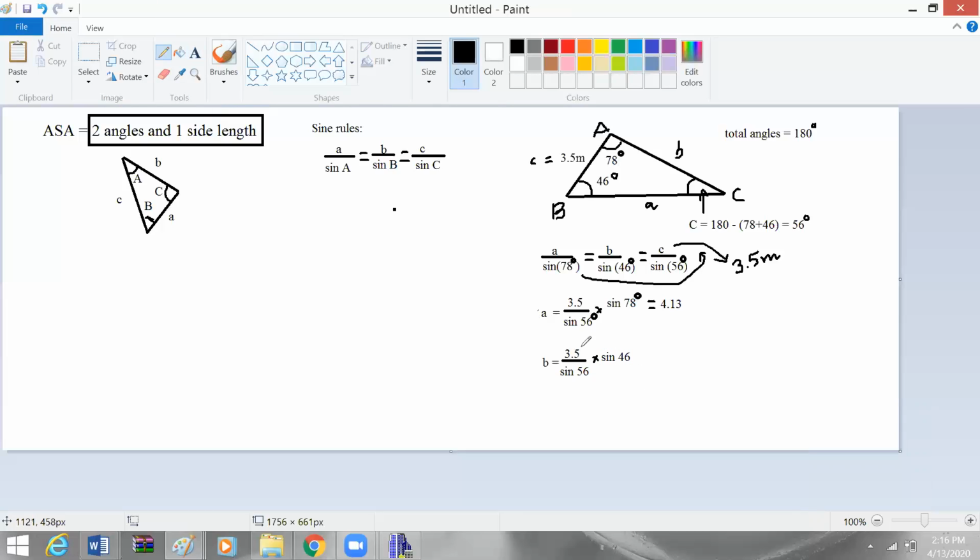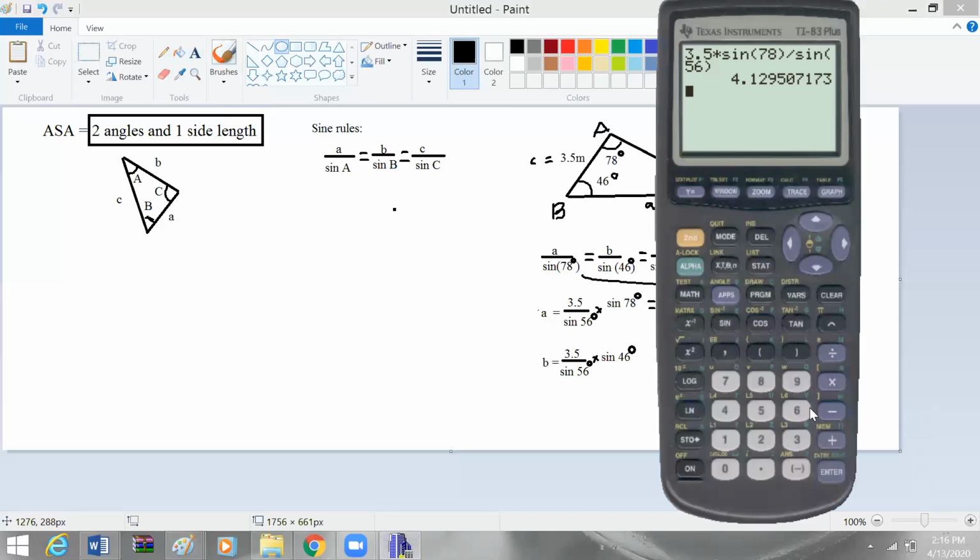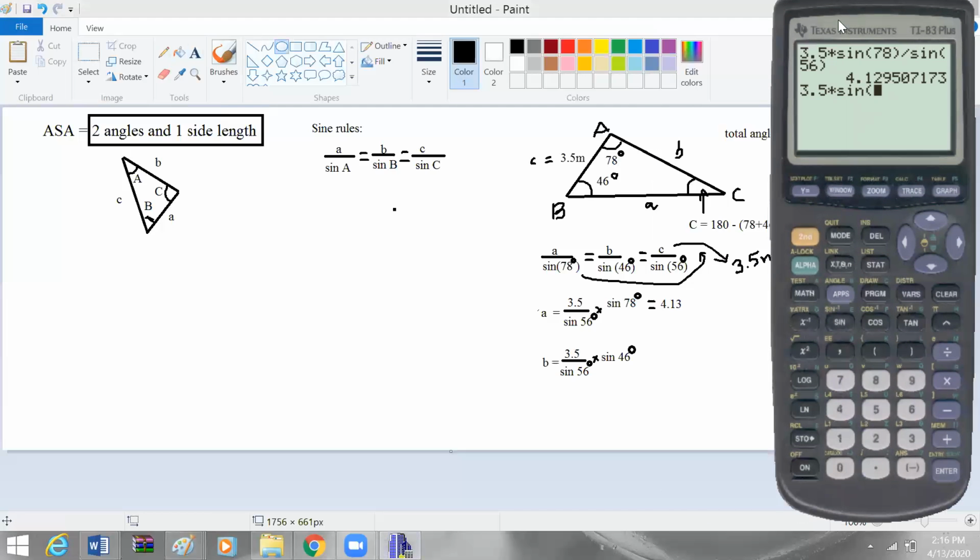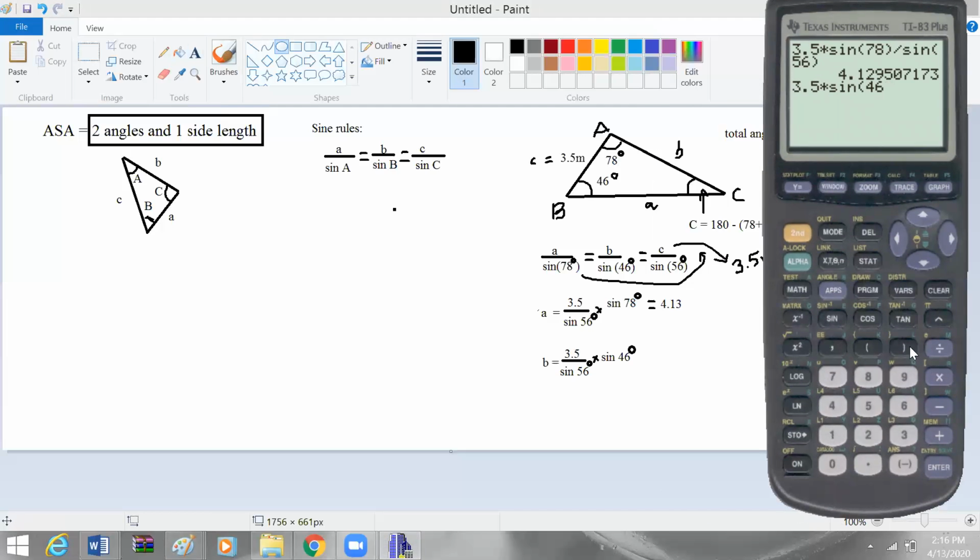And again, we're going to use a calculator for that problem so that we don't waste time. Let's type it out real quick. We take 3.5 times sin of 46 and divide it by sin of 56. Make sure to open and close parentheses for that, and then we hit the equal sign. The answer for that will be 3.034. I'm sorry, 3.04.